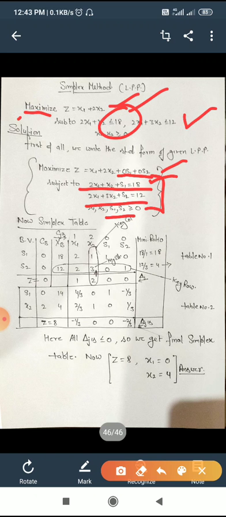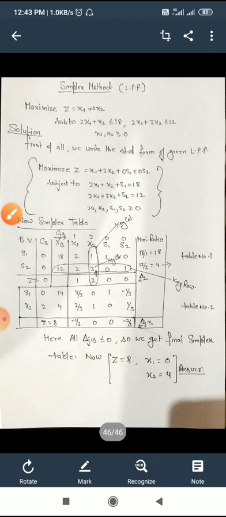So we add them in the objective function with 0 coefficient, and now the non-negativity condition is x1, x2, s1, s2, all 4 variables are greater than or equal to 0. That means they are positive or 0. Now we start the simplex table.